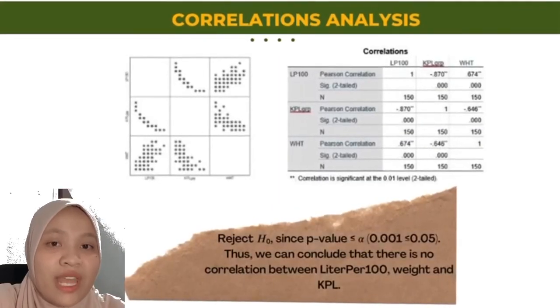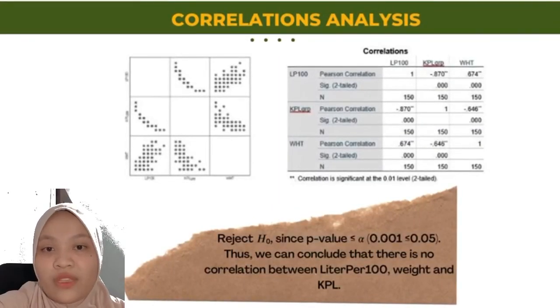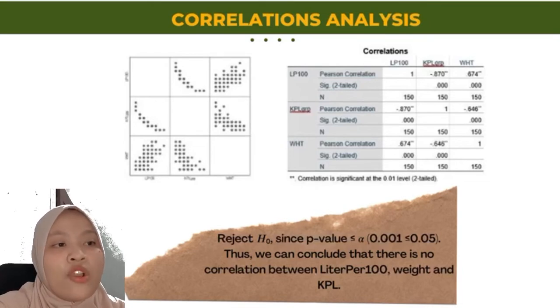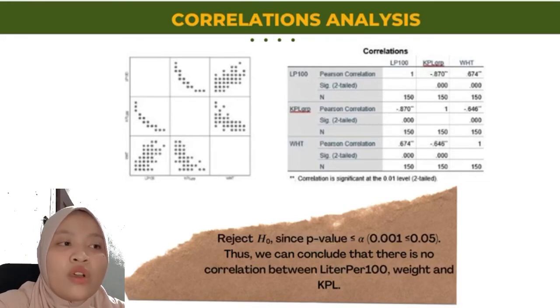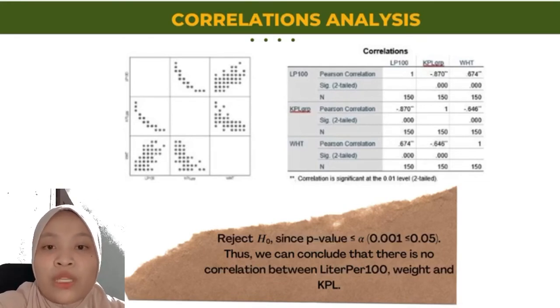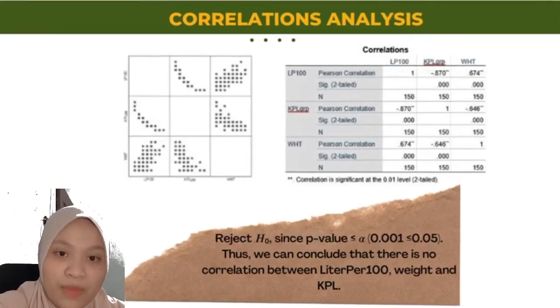For the correlation analysis, we found that the p-value is less than the significance level, which is 0.001 less than 0.05, so we can conclude there is no correlation between liter per hundred, weight, and KPL.